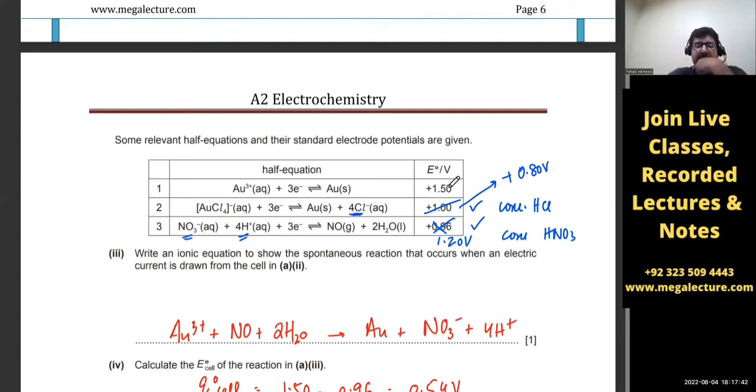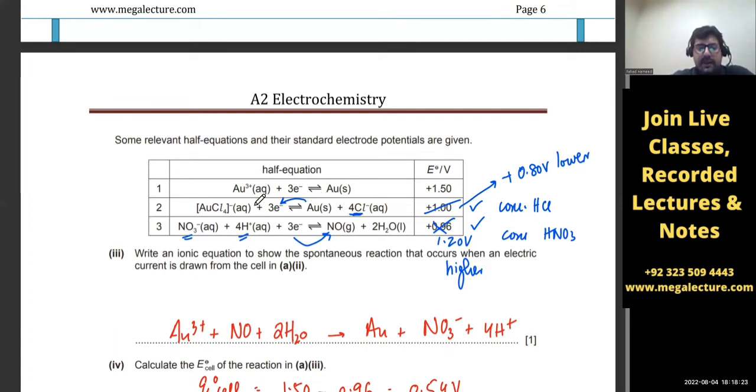So here we have discussed what will happen with concentrated HCl and what will happen with concentrated nitric acid. I gave the two reactions hypothetical values. Now, if this is 1.2 and this is 0.8, the higher voltage is this one. What does the higher voltage do? It gains electrons, right? And relatively speaking, the 0.8 volt is the lower voltage. What does the lower voltage do? It loses electrons, right?